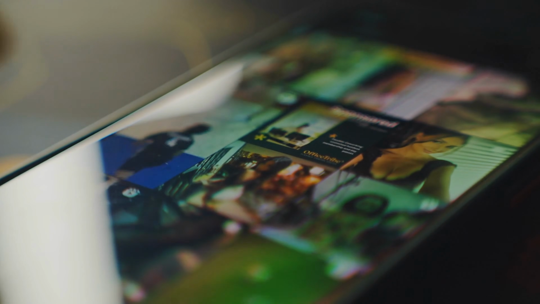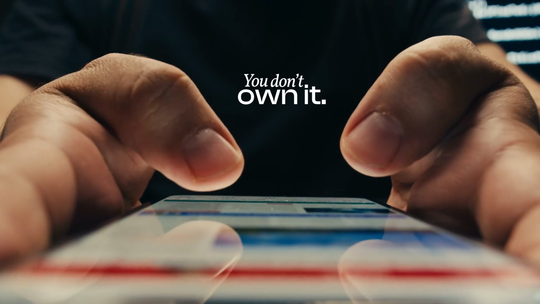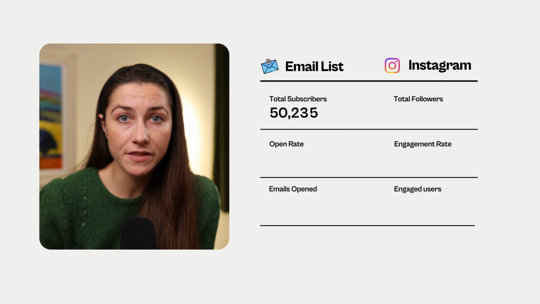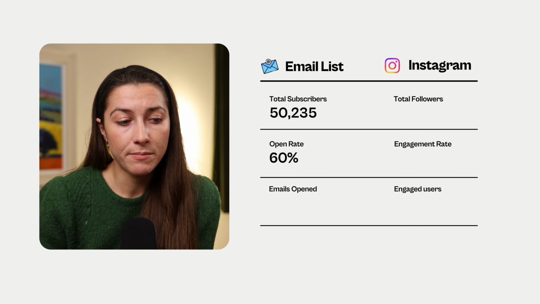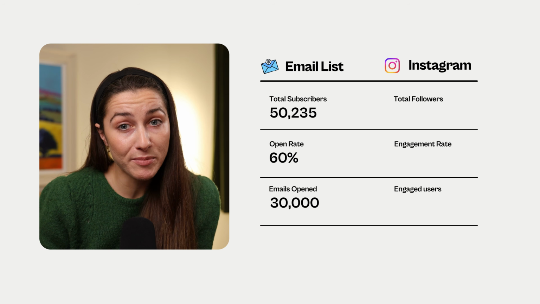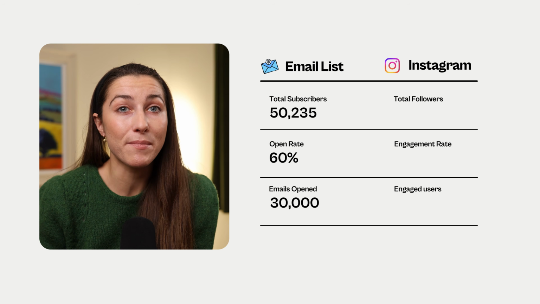Yes, social media is great, but you don't own it. Now, the algorithm decides who sees your content. This is why building an email list, something that you own, a separate place that you can send people to, is so important. And people always ask me, but why is it so important? So let me give you a comparison. I have nearly 50,000 subscribers on my email list with around a 60% open rate, meaning roughly 30,000 people see my emails every single time I send them out.